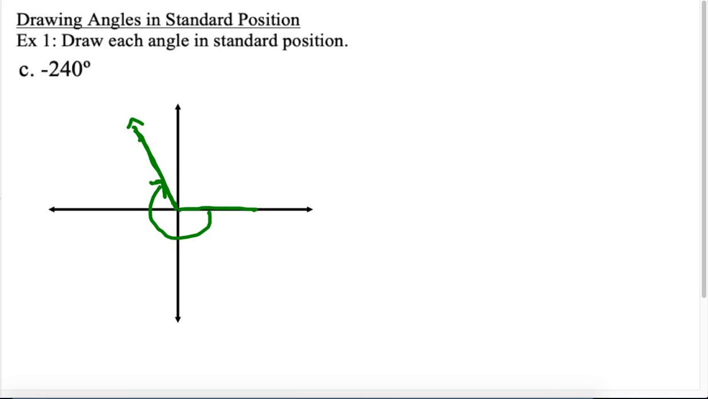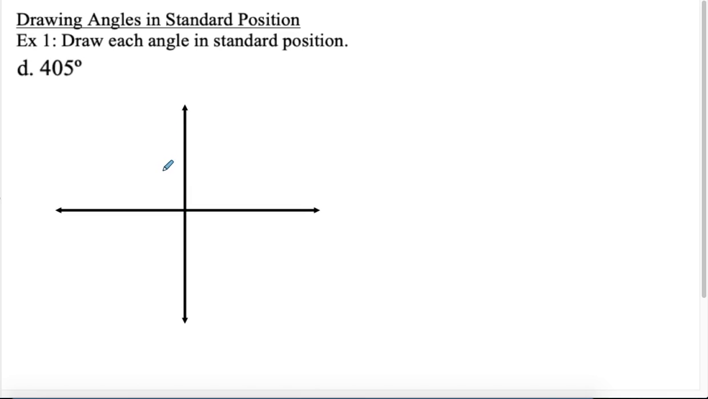The final example is 405, okay? We can have angles that are greater than 360. That would just mean that I'm rotating more than one time around, right?